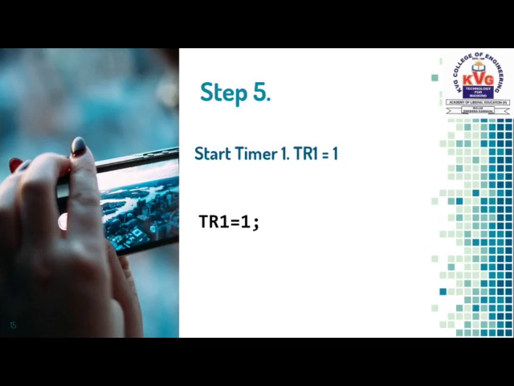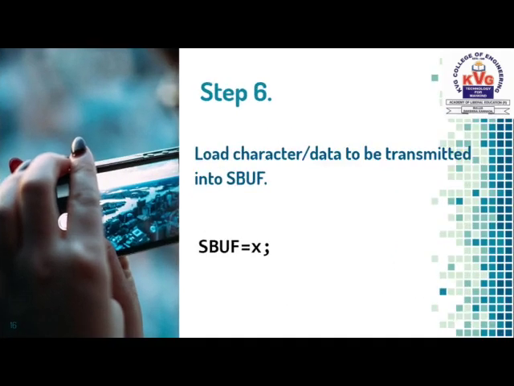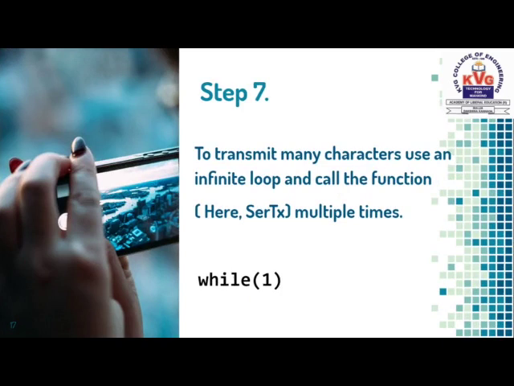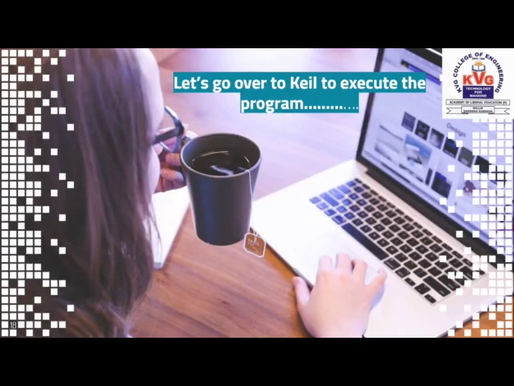Step 5. When the timer is started, the transmission begins. Step 6. SBUF receives the character to be transmitted. Step 7. We use the while loop to transmit the set of characters in an infinite loop till the program is manually stopped from running. Let's go over to Keil, where I'll explain the embedded C program to transmit a set of characters.